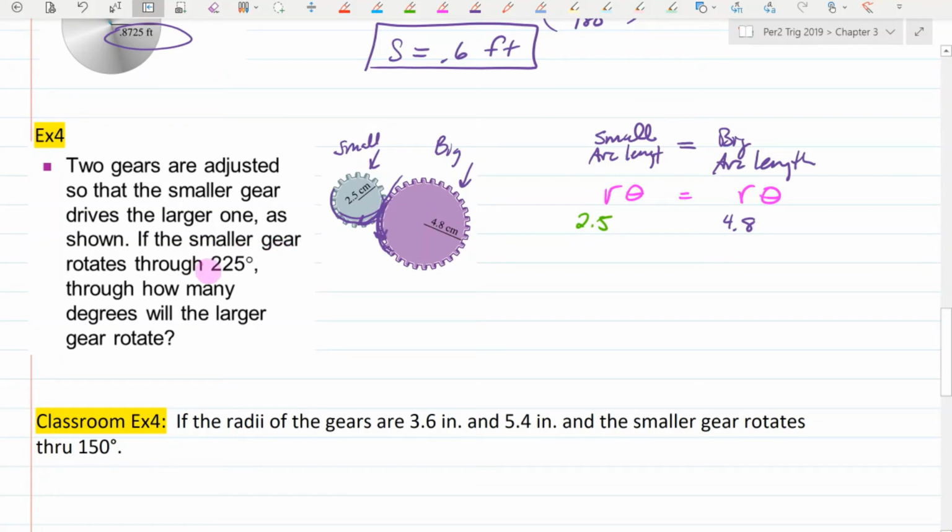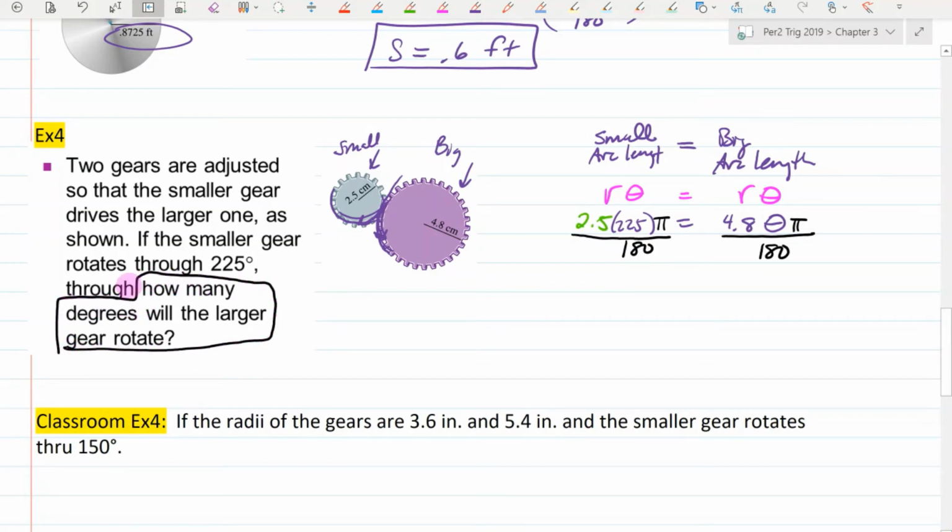It says if the smaller gear rotates 225, where obviously as they're turning, the small one is 225. Let me put that down. Then they want to know what this one is. How many degrees? Now, the formula is in pi over 180. We need it to be in radians. I'm going to show you how that's not really going to matter here. And the reason it's not going to matter is because they want the answer in degrees.